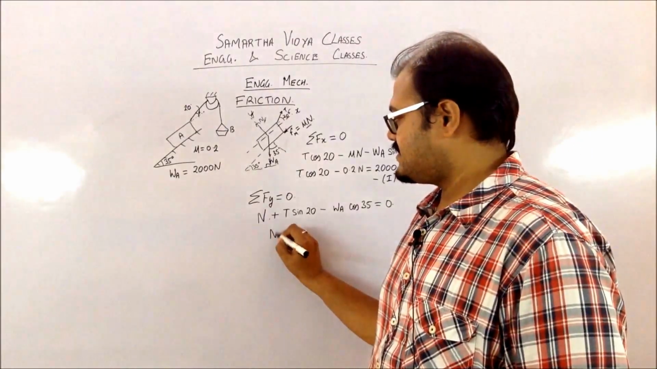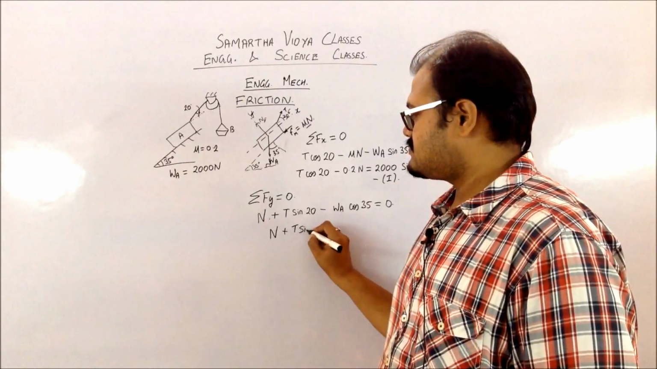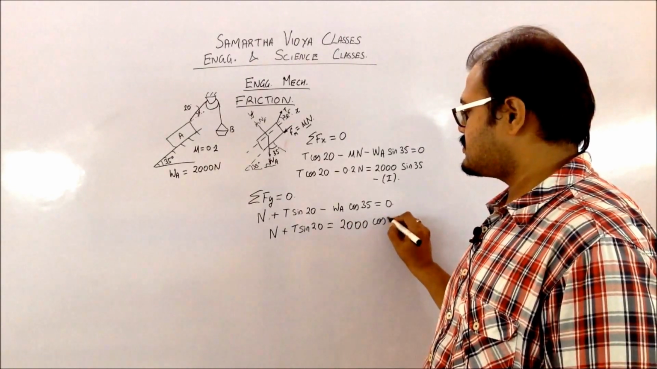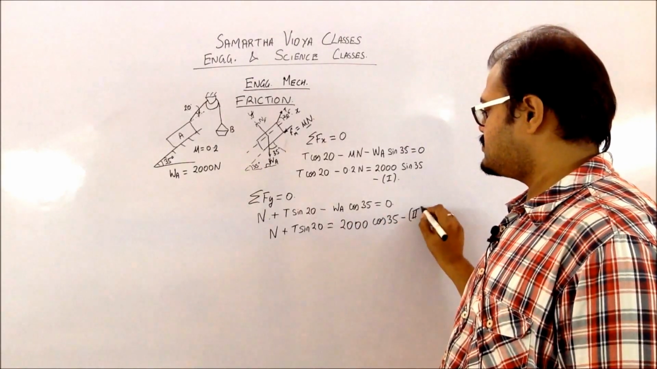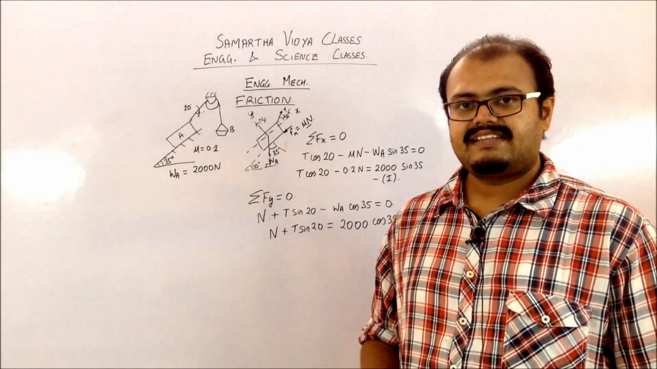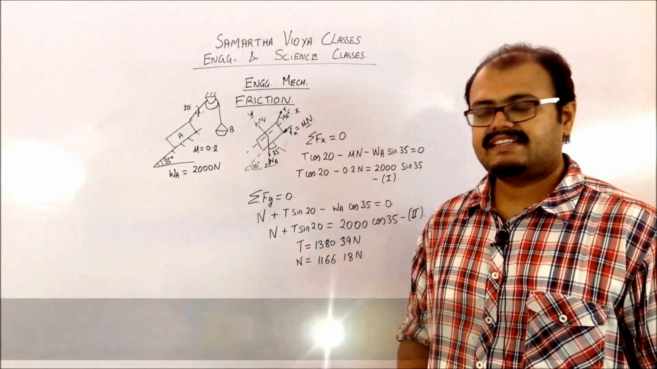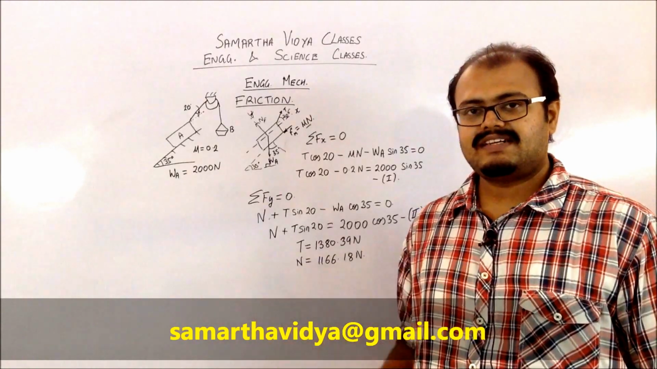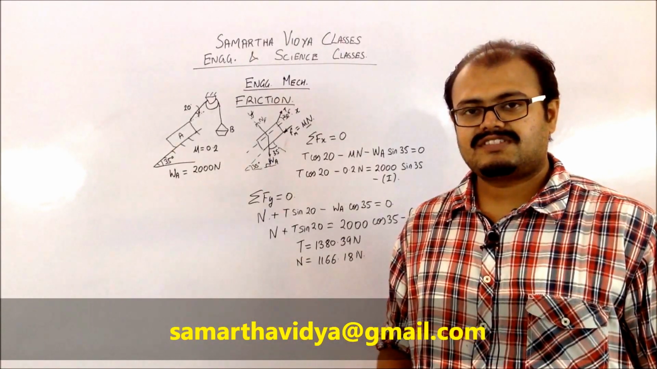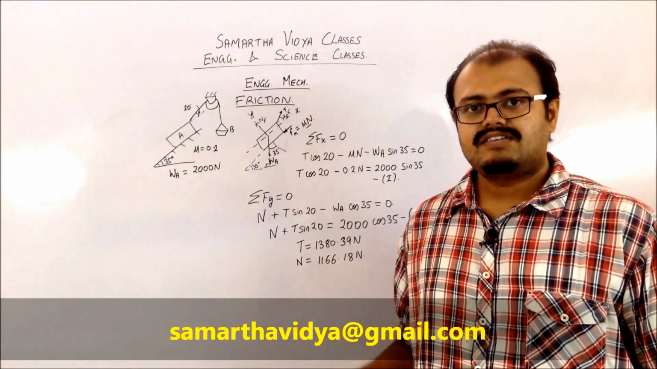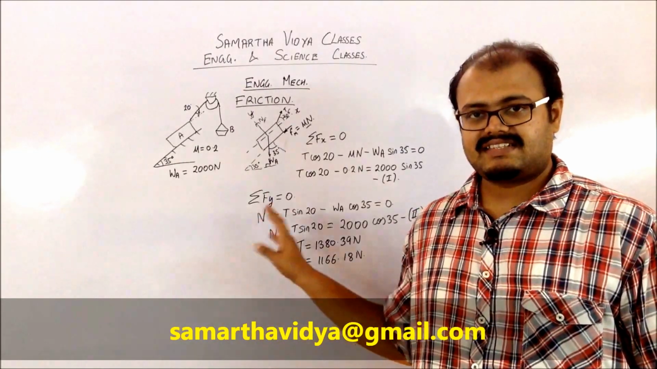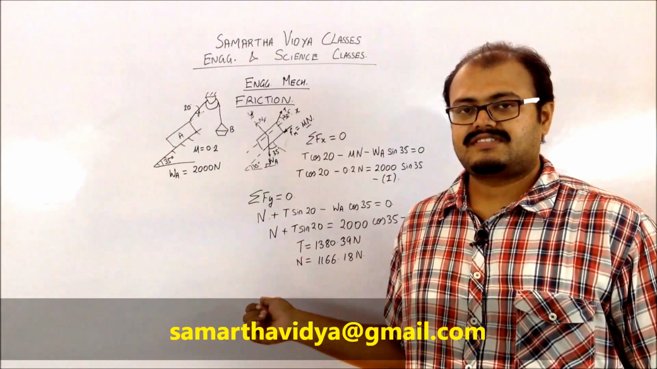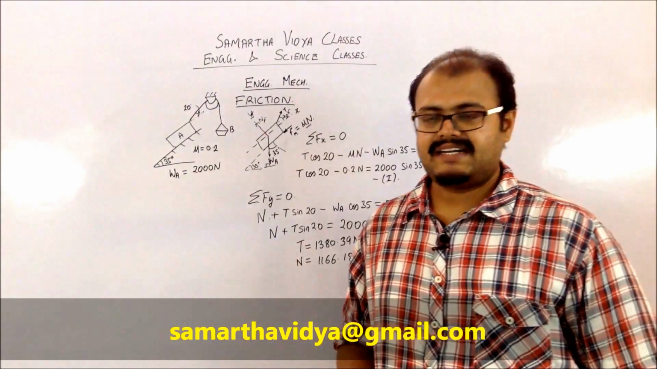So rewriting this equation, that's going to be 2000 cos 35. So this becomes your equation 2. Solving 1 and 2, you will get the values of N and T, that is the values of tension and your normal reaction. You have to understand that tension and normal reaction are types of forces which are never going to have a negative value. So if you are getting a negative value in such sums, then something has gone wrong in writing the equations. You can just keep this in mind.